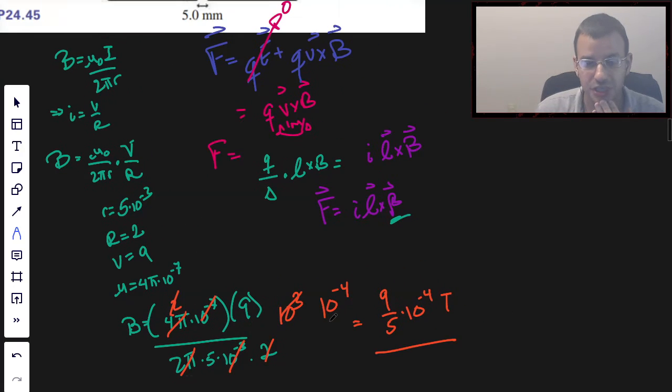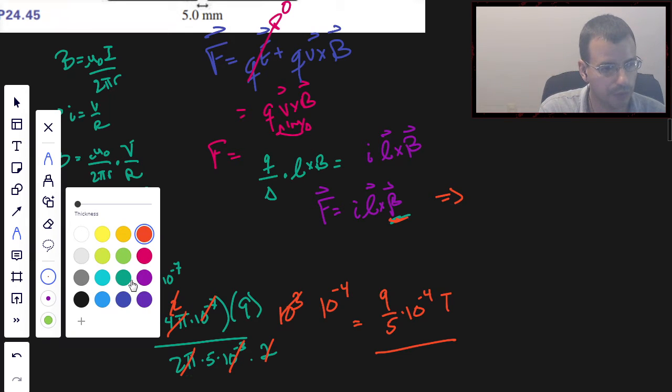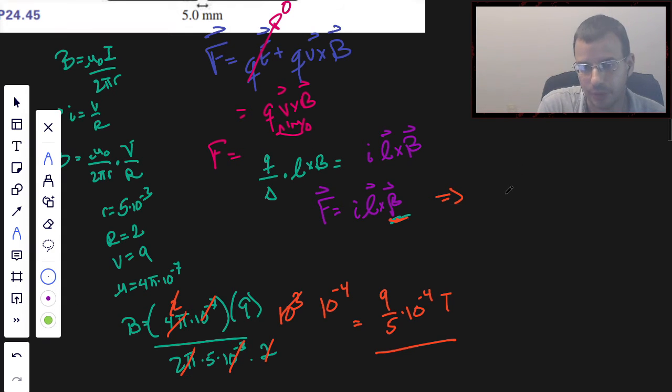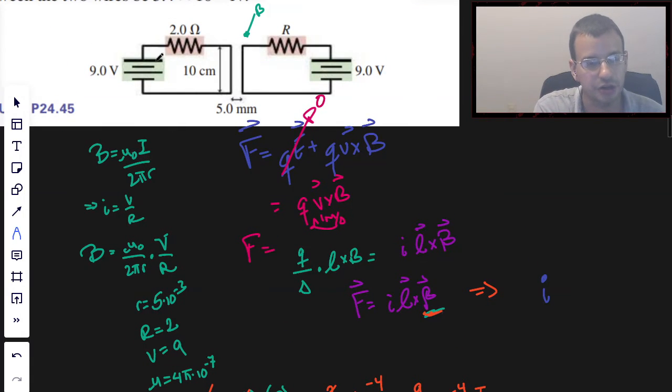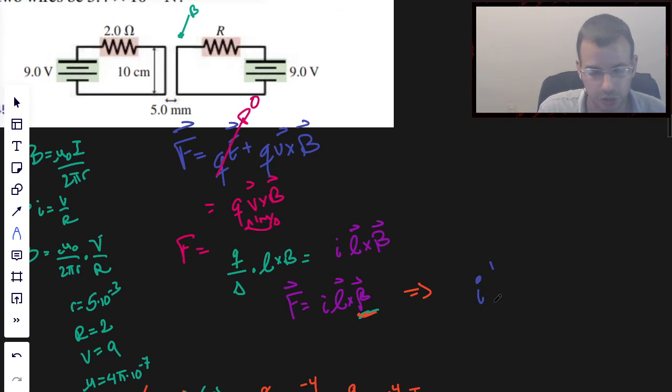Okay, so we just found the magnetic field for this equation. So we're going to go back to our force equation and expand it out a little bit more. This current is going to be different than the current in the right circuit, and most likely different than the current of the left circuit. And that's going to be equal to voltage divided by R. Now they give us this force.